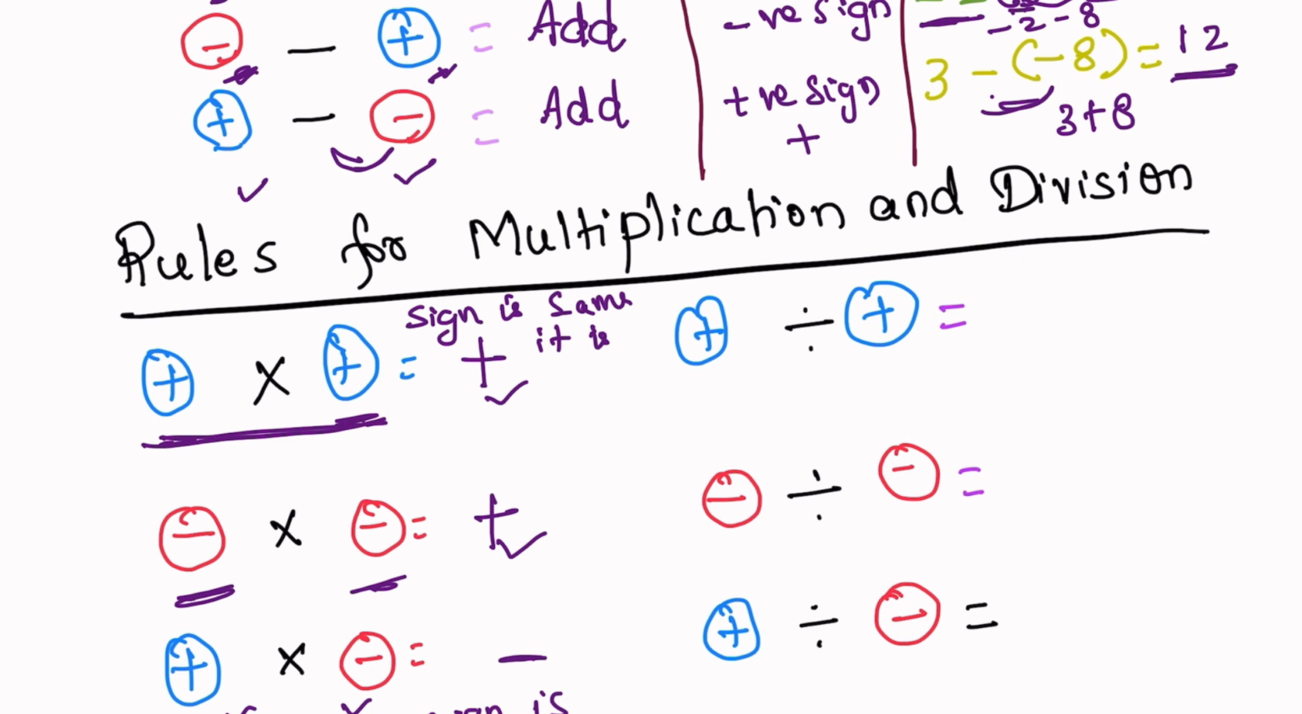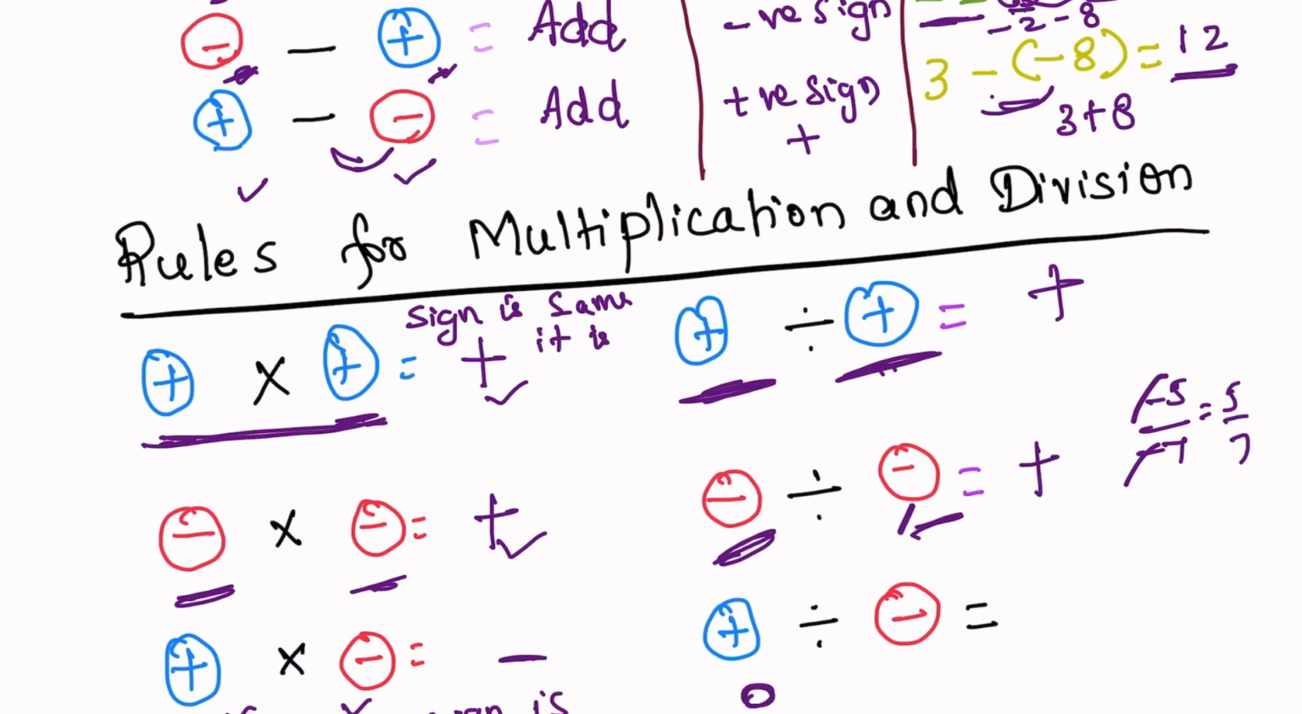In division, the same concept. When the sign is same, it is plus. When the sign is same, it gets cut. So it is negative 5 over negative 7, it gets cut, it's 5 over 7. So it becomes positive. One positive and one negative, different sign, the sign is negative. So these are the rules for addition, subtraction, multiplication and division.